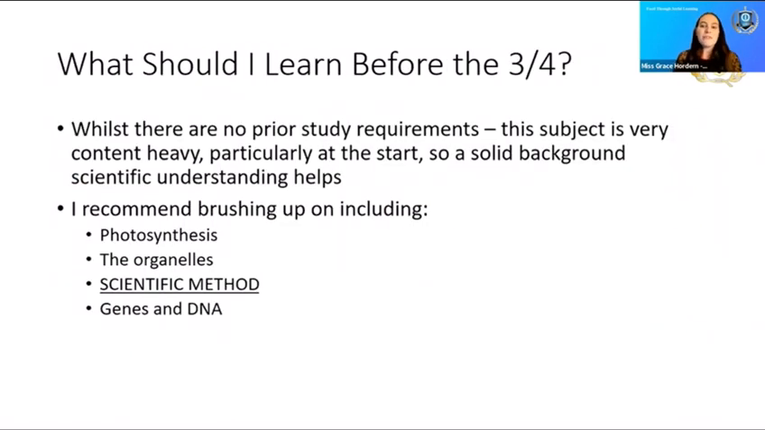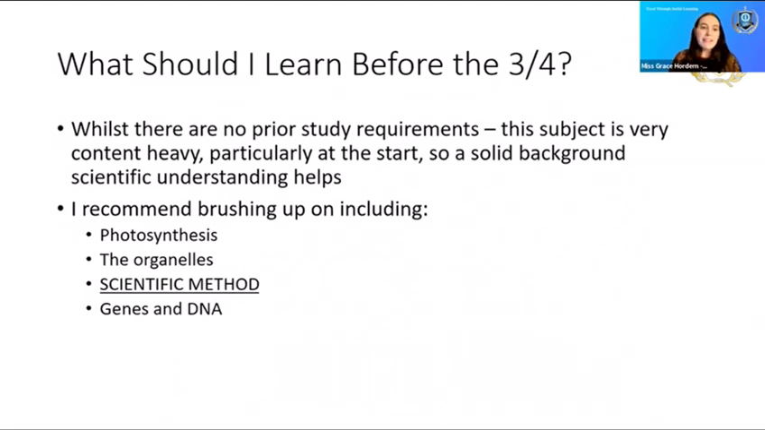So what should I know before undertaking Biology 3, 4? This subject is very, very content heavy, particularly Unit 3. It's a big jump if you go from, say, Unit 10 science straight into Unit 3, 4. So definitely a solid background scientific understanding helps.